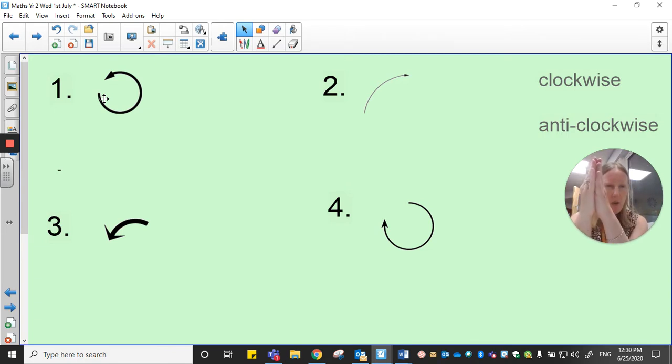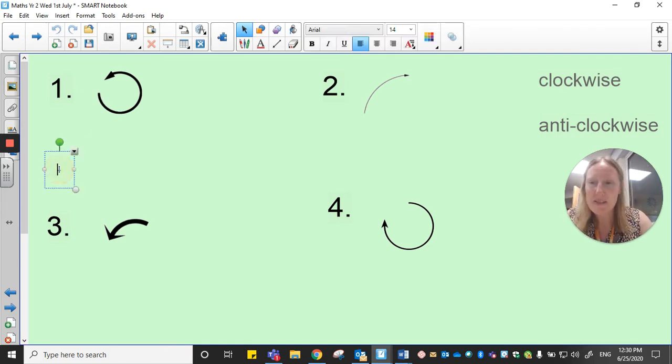Imagine 12, 1, 2. It's anti-clockwise, isn't it? It's going the wrong way. Okay, this would be the 12 here. That would be 11, 10, 9, 8, 7, 6. Okay, it is going anti-clockwise. Well done if you wrote down anti-clockwise. Oops. Had an equal sign in there for some reason, didn't I?